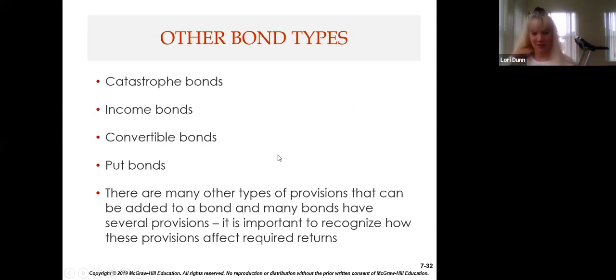And we're still talking about types of bonds here, right? There are bonds that are set up for catastrophes. So this is really interesting. I have in my book here, insurance companies will set these up. They will set up bonds in case there's some kind of a major catastrophe.